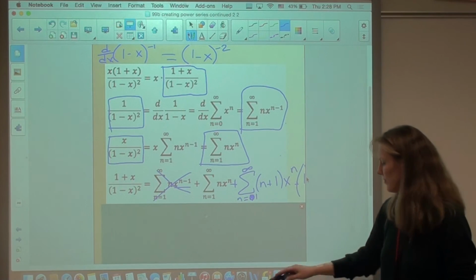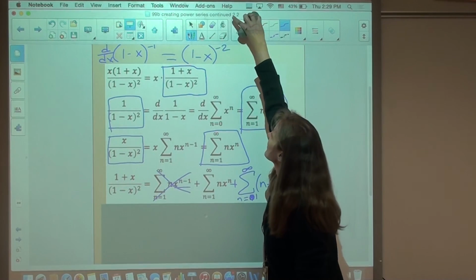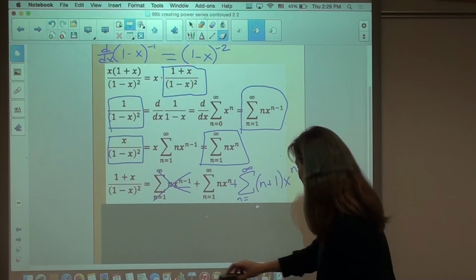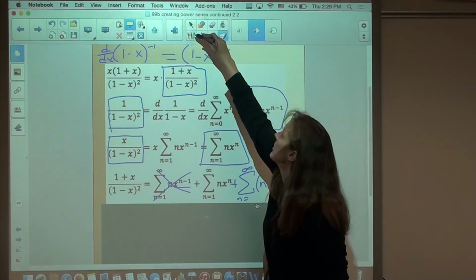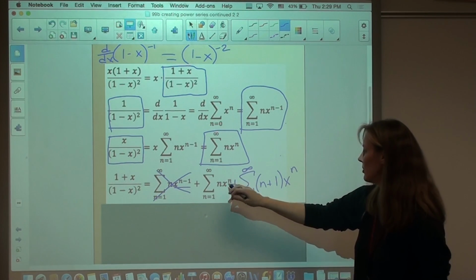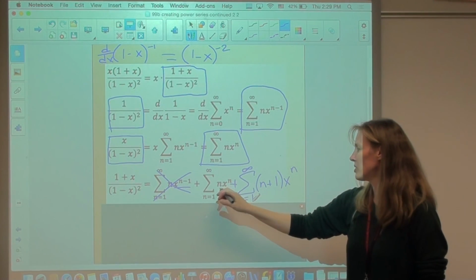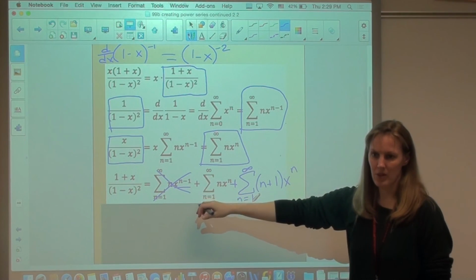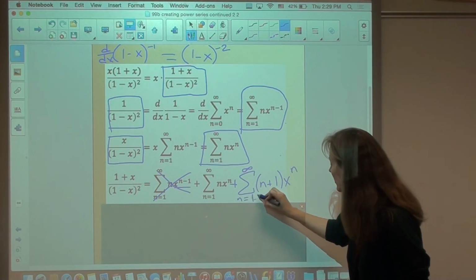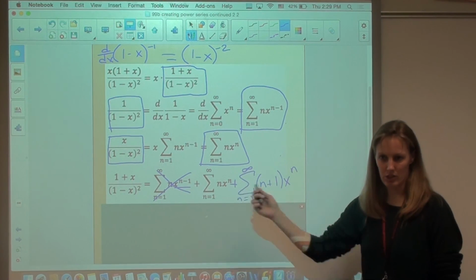Yes? Couldn't you just change the other one to start from 0? You could, but the problem is if you alter this to start with 0, now you have to alter your x back. So you either have to, if you're going to start this, subtract the 0 term with it. Or you start this at 1 and add the 0 term with it. Either way, you're going to have to get it adjusted.